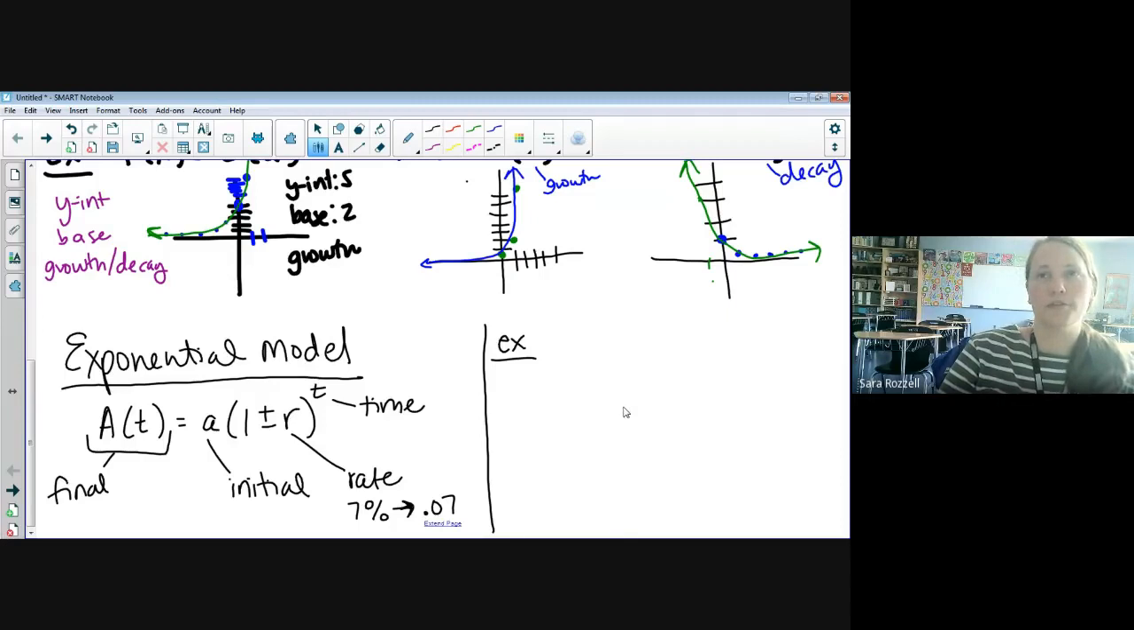So how much do you guys want to invest? How much do you want to put in a bank? Somebody type a number in the chat that's more than 1,000. $50,000. Okay, so we are going to invest $50,000.